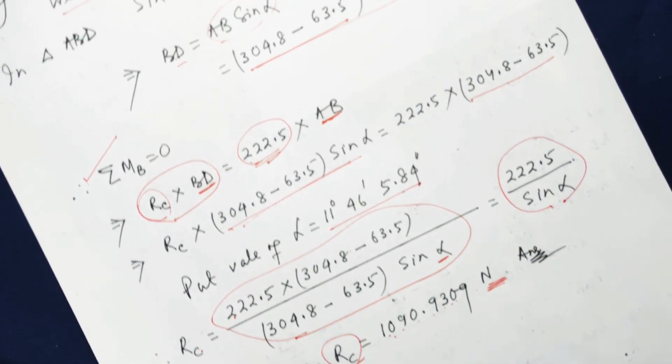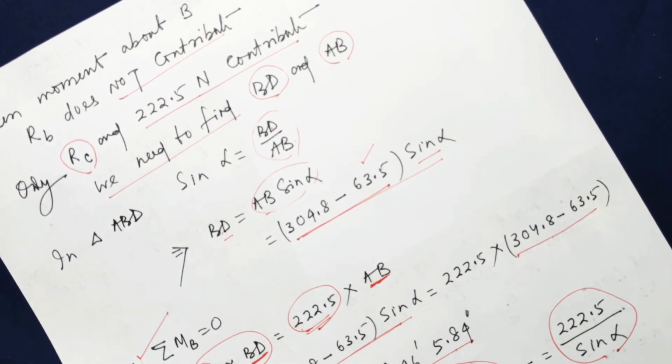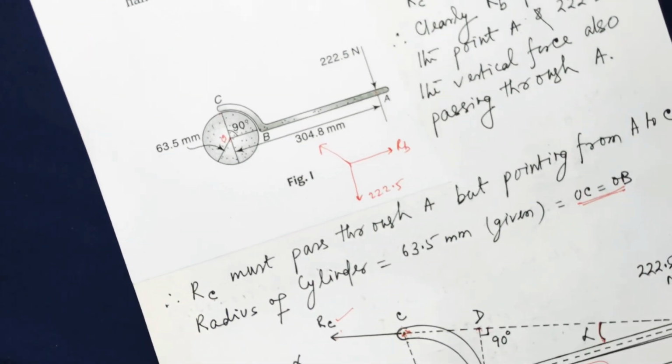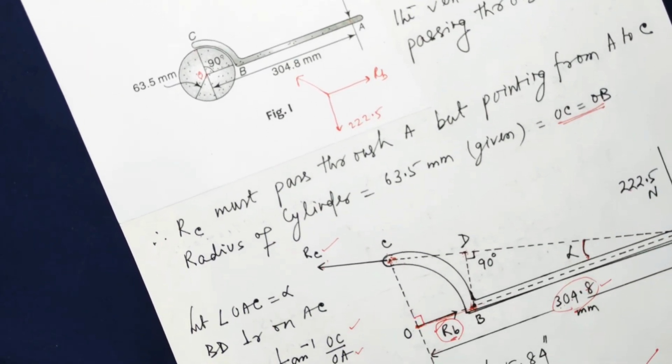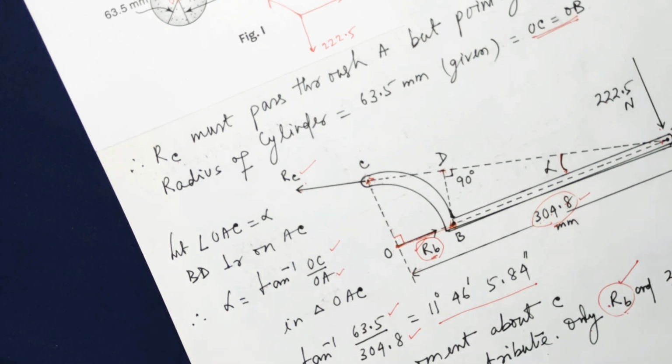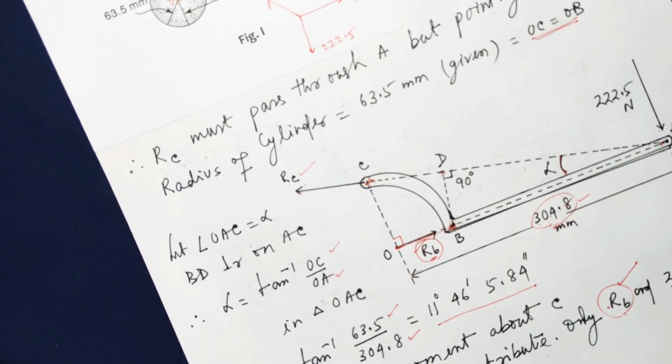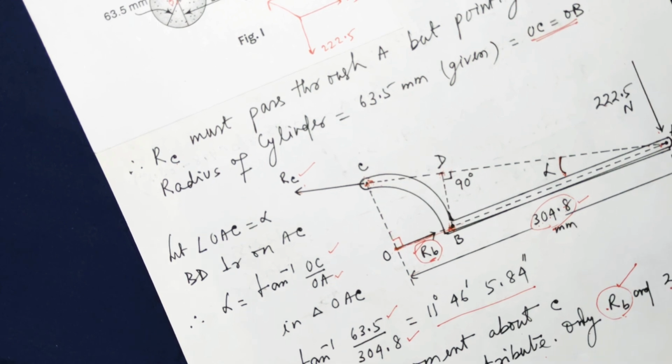So the reaction force at C. So both the reactions are calculated. That is the reaction at C and the reaction at the point B, where the spanner wrench is in contact with the cylinder.